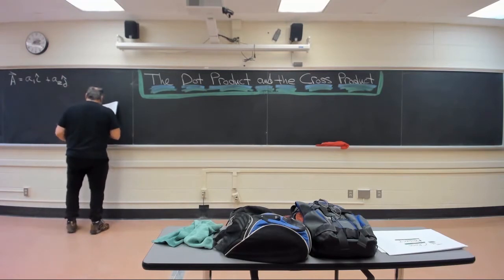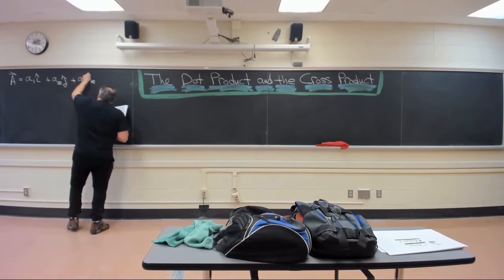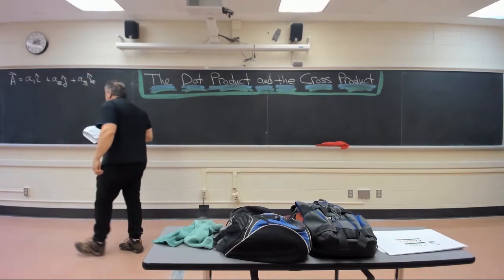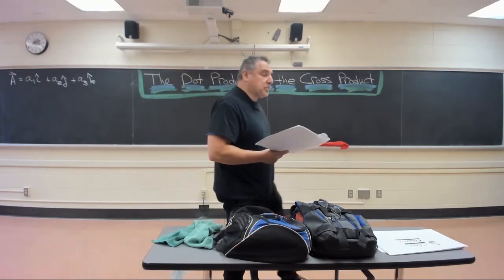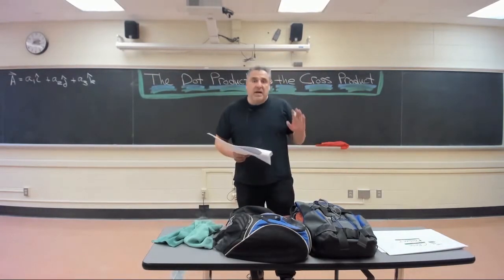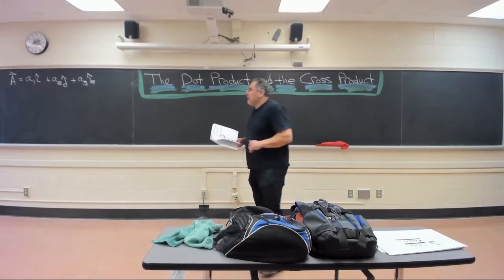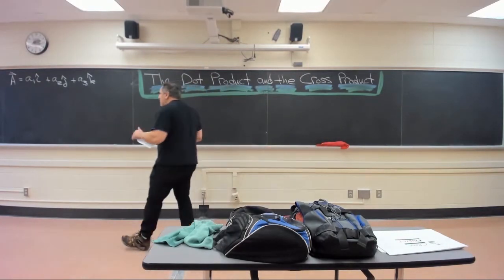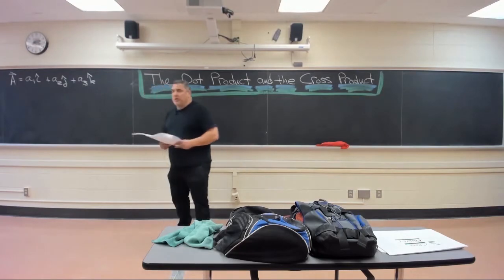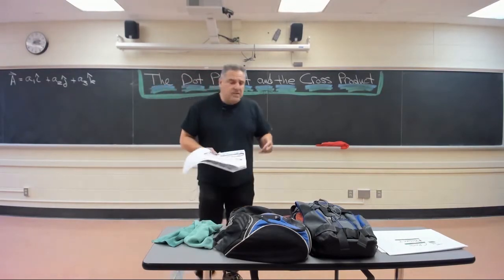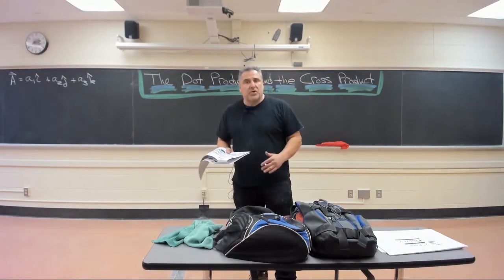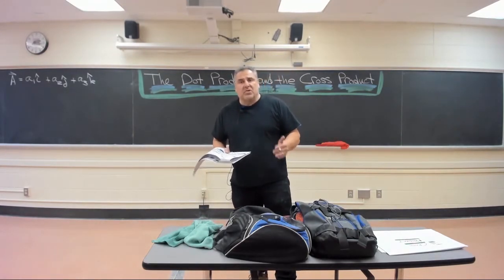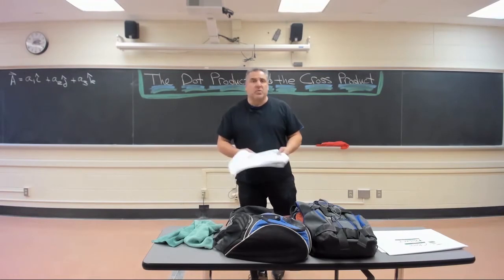A1 i-hat plus A2 j-hat plus A3 k-hat. Those are the unit vectors along the x-axis, y-axis, and z-axis respectively, namely i-hat, j-hat, and k-hat. And A sub 1, A sub 2, A sub 3 are scalars by which you're multiplying these unit vectors. i-hat is associated with the x direction, j-hat with the y direction, and k-hat with the z direction.